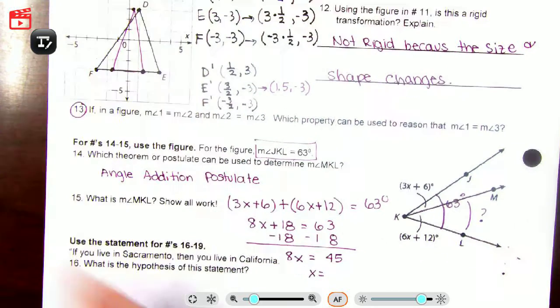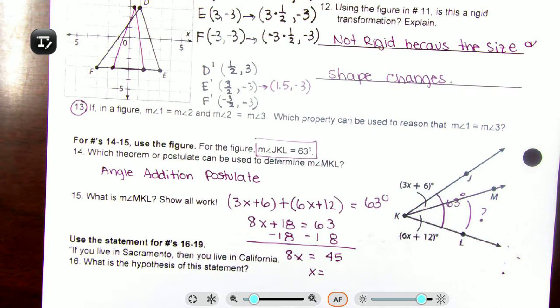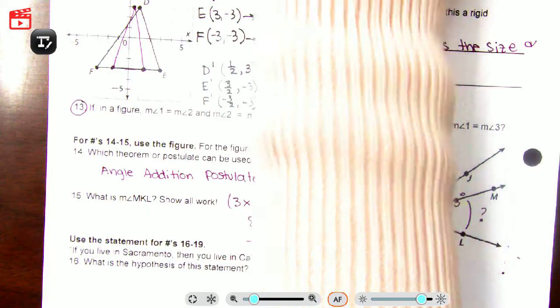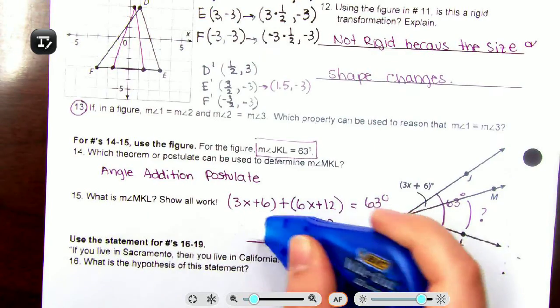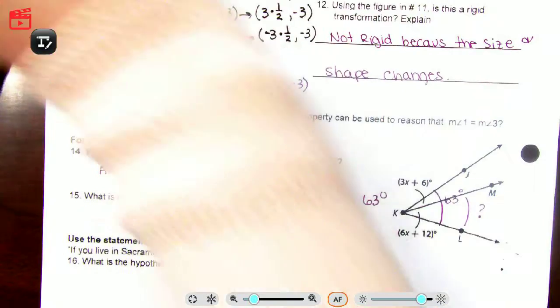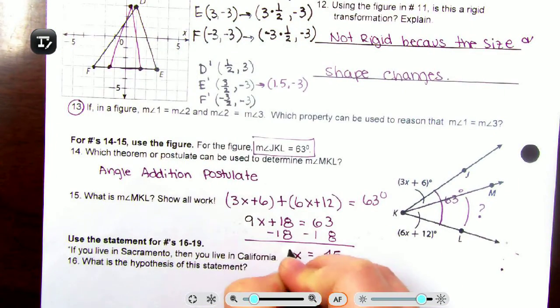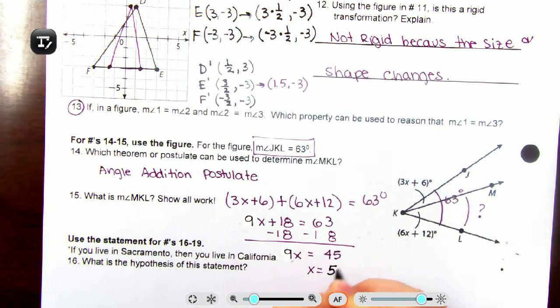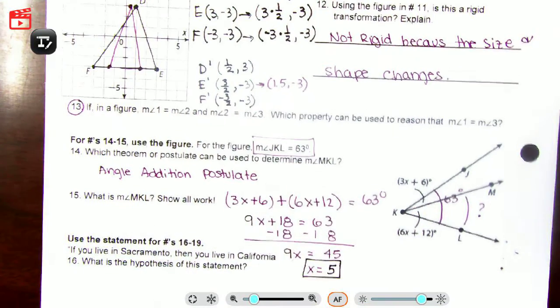Let's see here. Did I do something wrong? Let's double check. It's not giving me a pretty number, and I was hoping for a pretty number. So 6, 7, 8. Ooh, did you catch that? I need to learn how to count. This is 9: 6, 7, 8, 9. This should be 9, and then this is 5. I can do math. So x is 5.